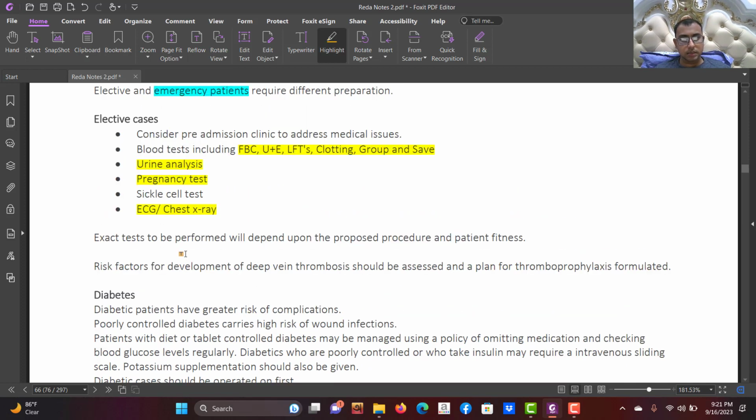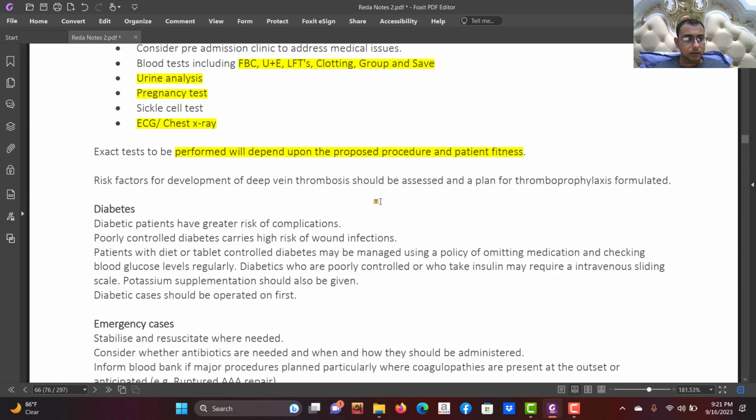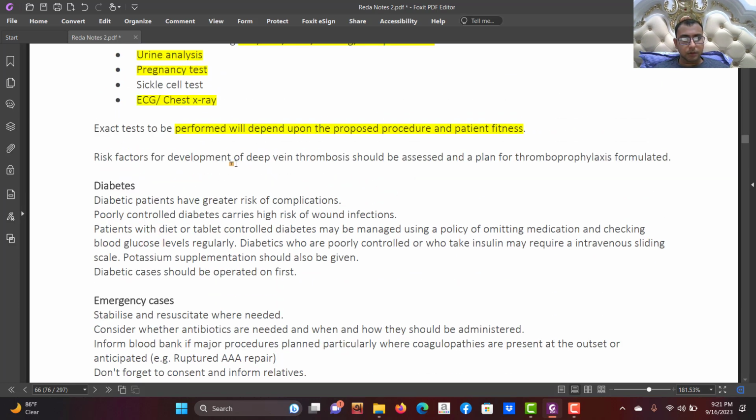Now there are other tests available for the preoperative preparation, which depends on the patient's fitness and the proposed procedure which will be done in case of operation. Here is the risk factor of development of deep vein thrombosis. Some patients after major surgery have a possibility to form deep vein thrombosis, so they should be assessed as early as possible, and the plan of thromboprophylaxis is formulated.